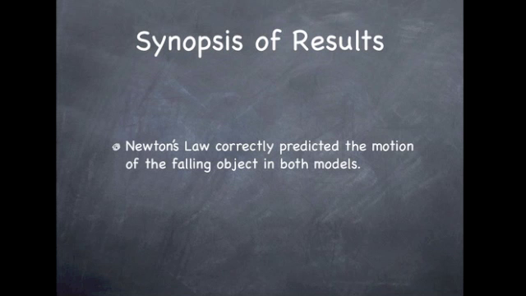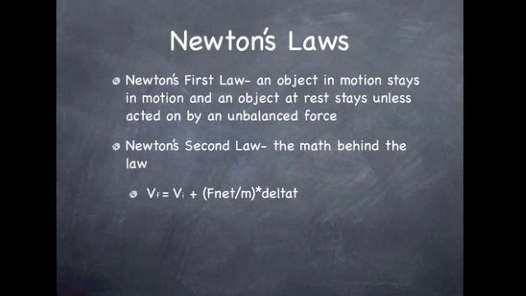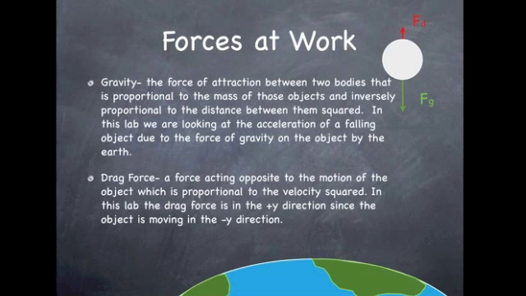Synopsis of results. Newton's laws correctly predicted the motion of the falling object in both models. Newton's laws. Newton's first law states an object in motion stays in motion and an object at rest stays at rest unless acted upon by an unbalanced force. Newton's second law is the math behind the law, and it states the final velocity is equal to the initial velocity plus the net force divided by the mass times the delta t, or change in time.